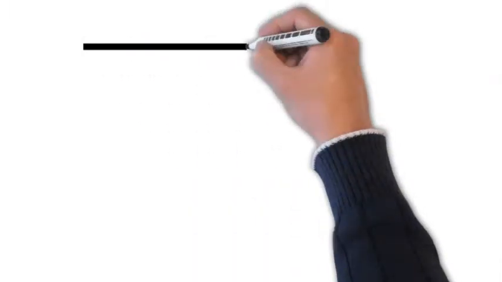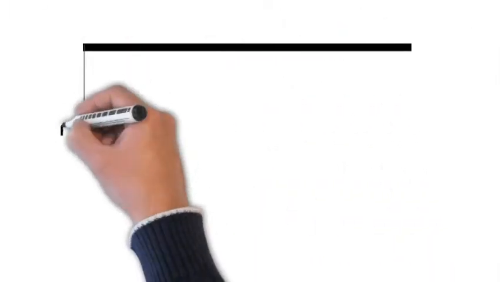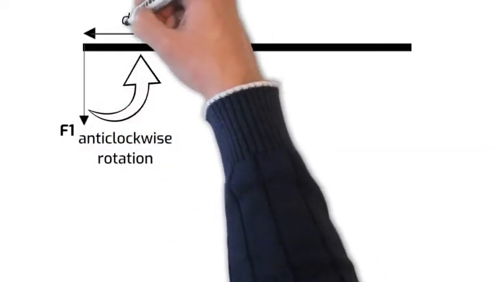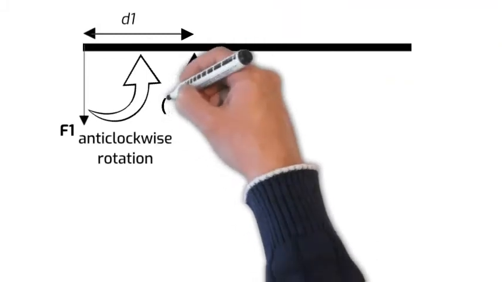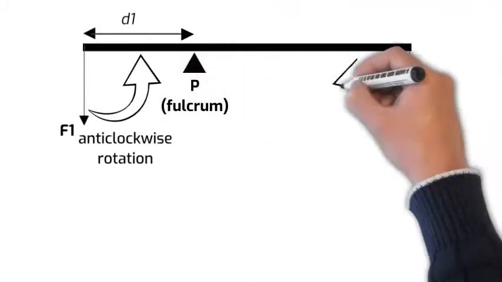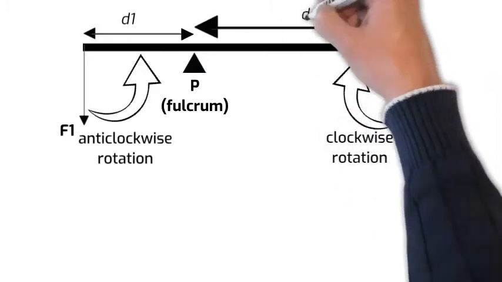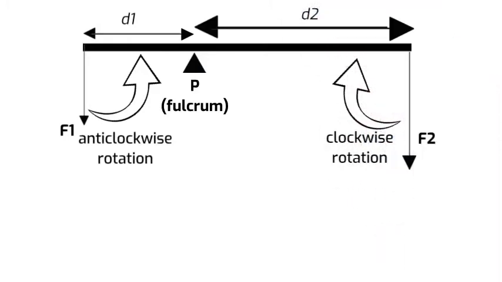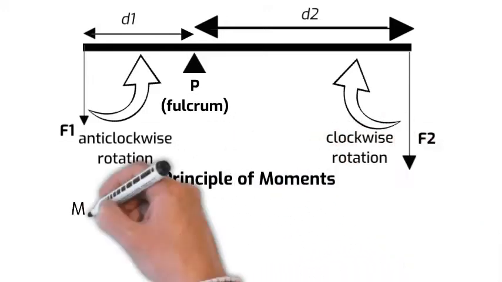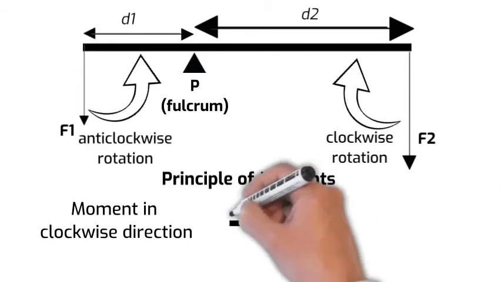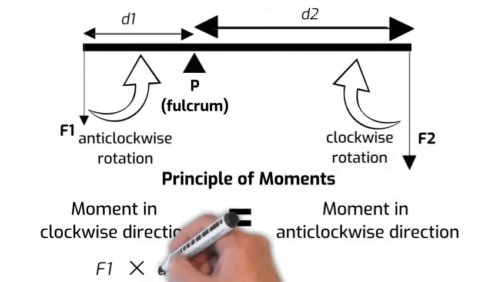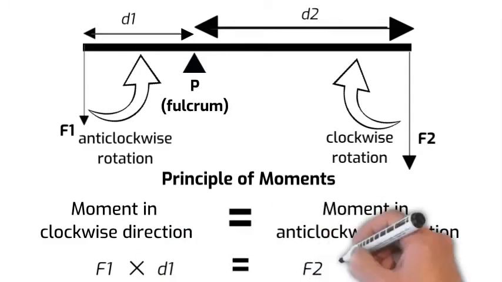In the illustration of the given figure, the force F1 produces an anticlockwise rotation at a distance d1 from the point of pivot P, which is called the fulcrum. And the force F2 produces a clockwise rotation at a distance d2 from the point of pivot P. The principle of moments can be written as follows. Moment in clockwise direction equals moment in anticlockwise direction. That is, F1 × d1 = F2 × d2.